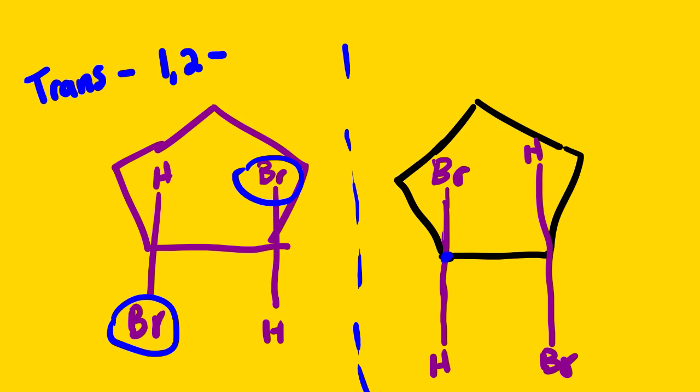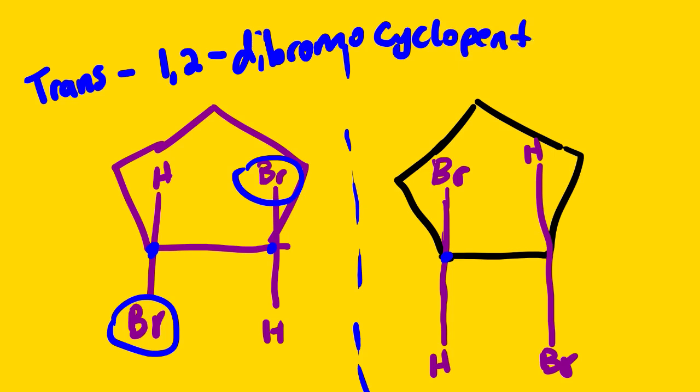We write the name: trans-1,2-dibromocyclopentane. We still take this as the first carbon and this as the second carbon. Then we can conclude that this is chiral.